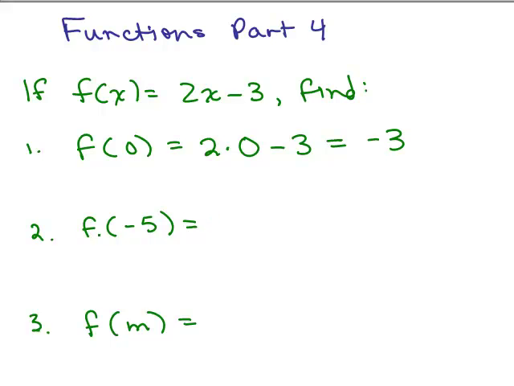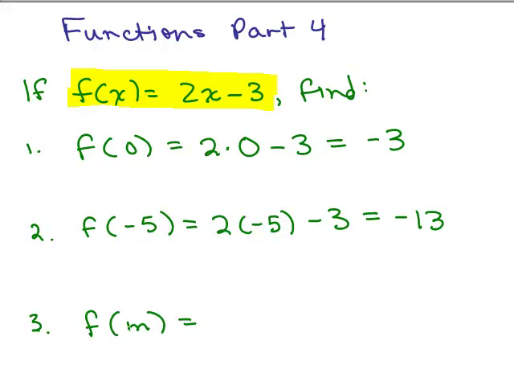All right, next one, f of negative 5. I'm going to replace the x. Remember, keep in mind that you have to be given the rule. This is the rule, so that's the rule I'm following here. I'm going to have 2 times negative 5 and then subtract 3. So that'll give me negative 10 minus 3, which is negative 13.